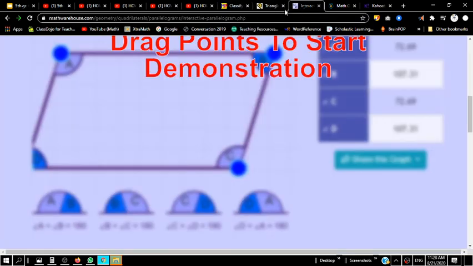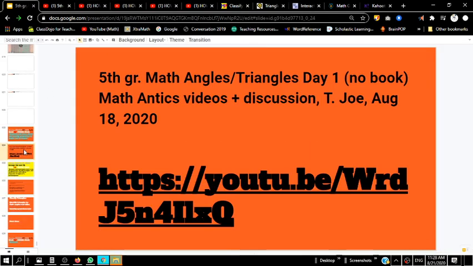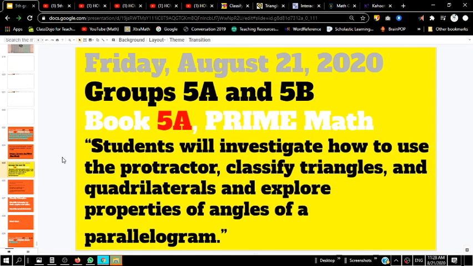All right? So today what we were able to do, boys and girls, is understand a little bit more about using a protractor, classifying triangles and quadrilaterals, as well as the properties of both quadrilaterals and triangles. So we will continue to practice this a little bit more later on.